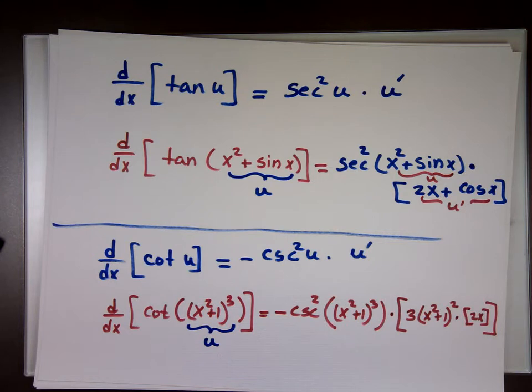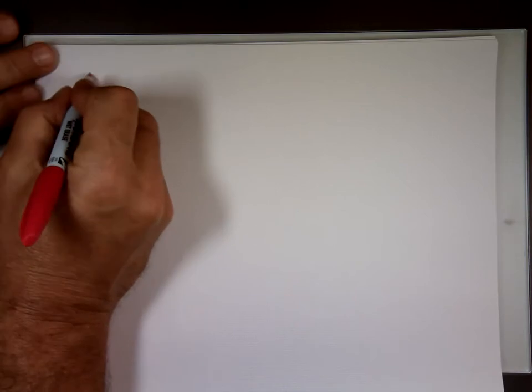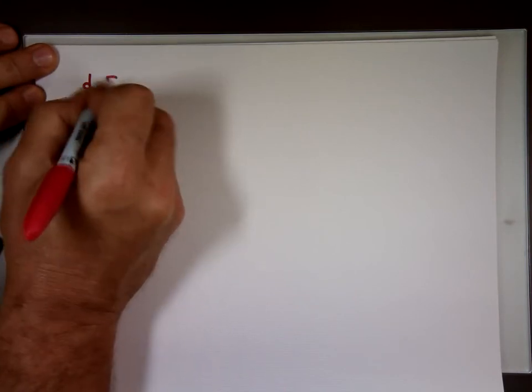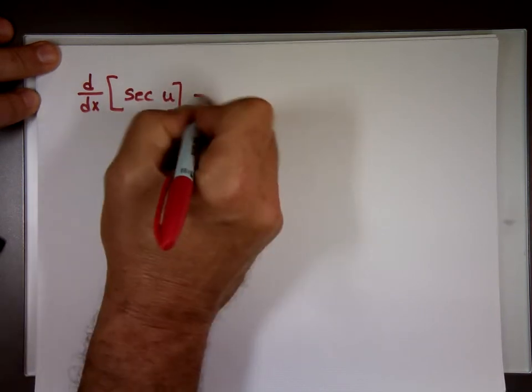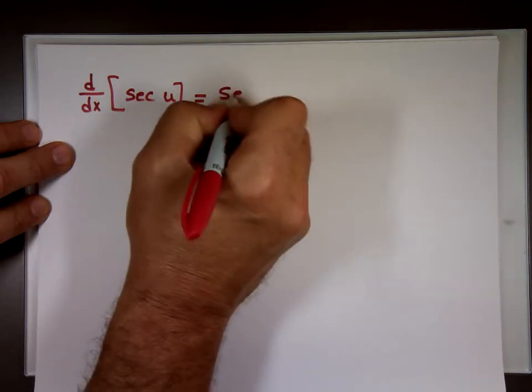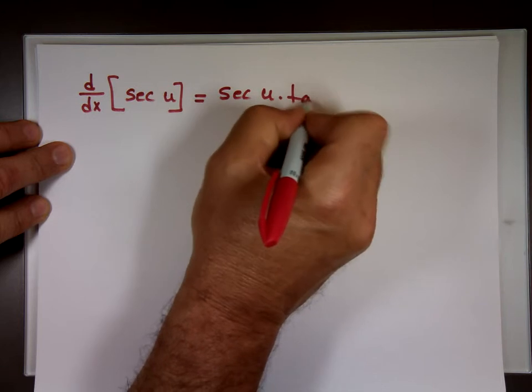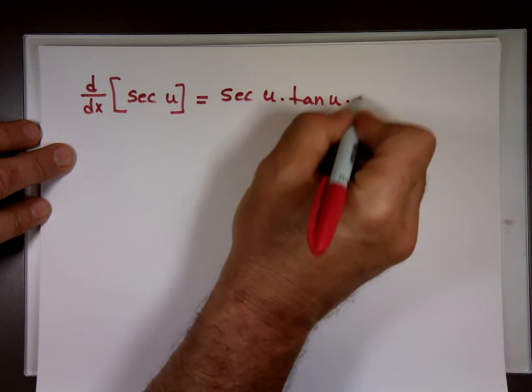We have 3 more rules. I'm going to write these. I think you get the idea. The derivative of secant u is what? Want to take a guess at it? Secant u, yep. Tangent u. Are we done? U prime. Times u sub prime. It's always a u prime.